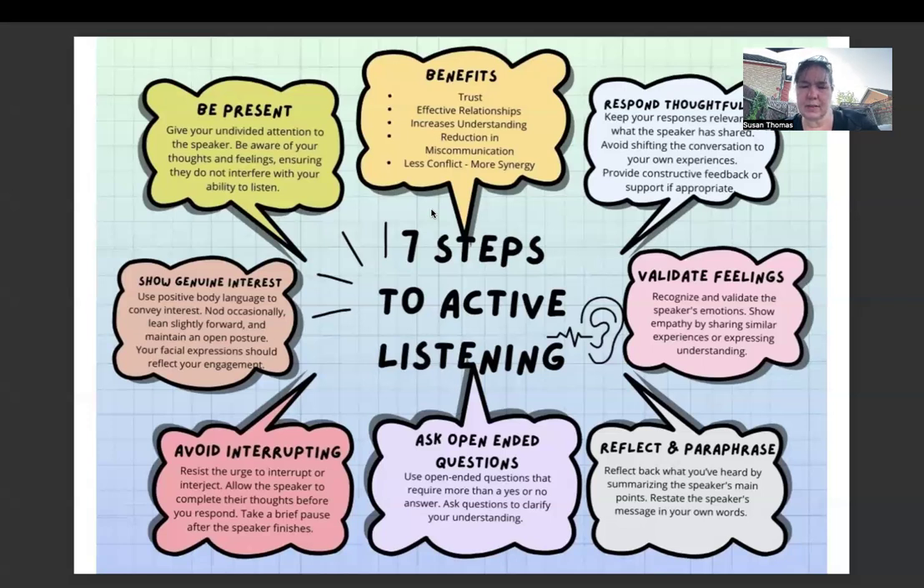You can restate the speaker's words in your own words to make them really feel connected to you. So you could start with, so you're saying that, or what I'm hearing is, et cetera. So reflecting and paraphrasing is super powerful.